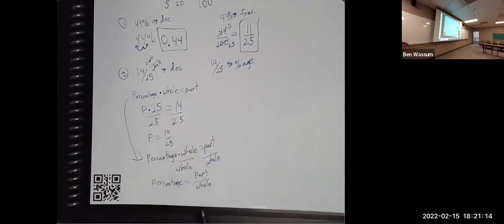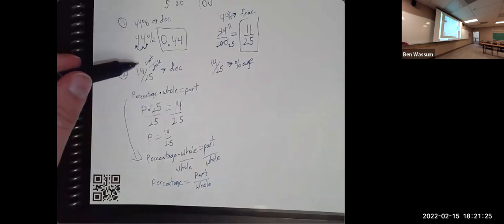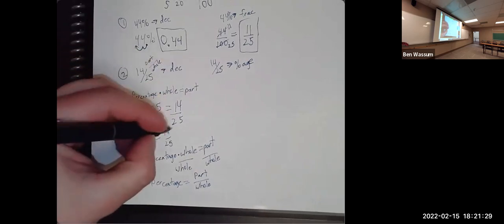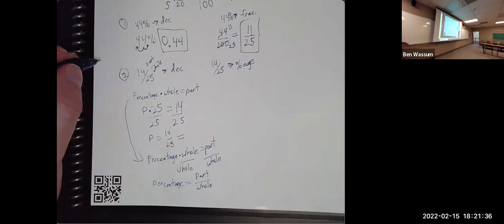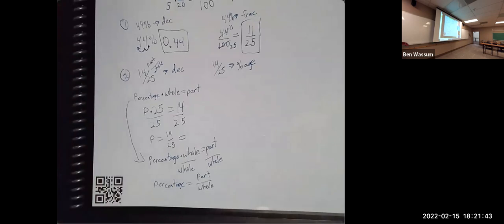You actually get a formula that ends up saying percentage is equal to the part over the whole. So if you get something where it's asking you to convert this to a decimal or to a percentage, all you have to do is divide the top by the bottom, and it'll actually work out. And that should be, I think, 56. Let me check. 56%.